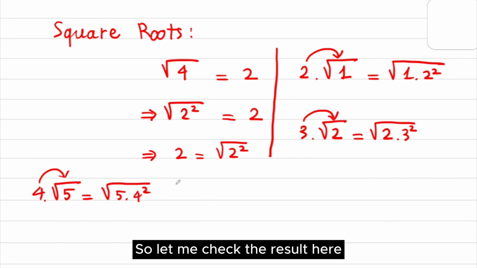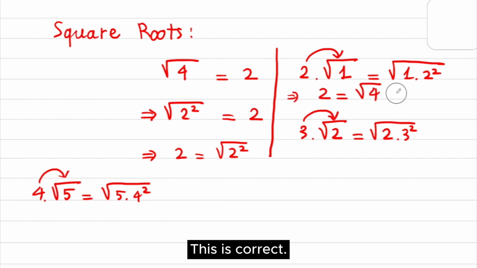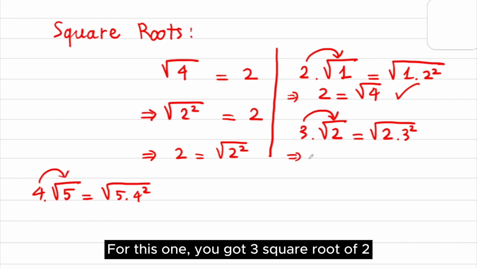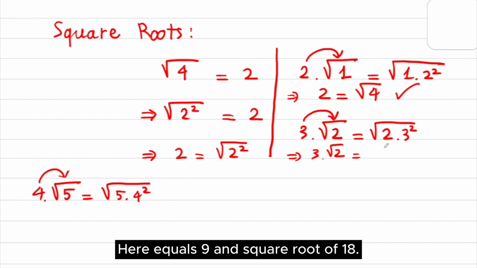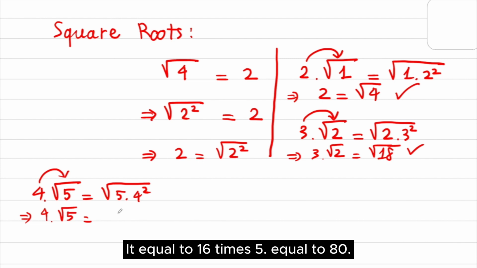Okay, so let me check the result. Here, you simplify this one and it equals 4. This is correct. For this one, you got 3 square root of 2 equal to square root of 18, since 9 times 2 is 18. Yeah, correct. And for this one, you got 4 times square root of 5 equal to square root of 16 times 5, equal to square root of 80.